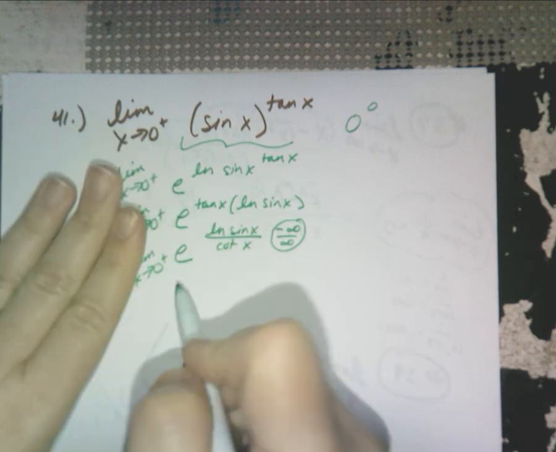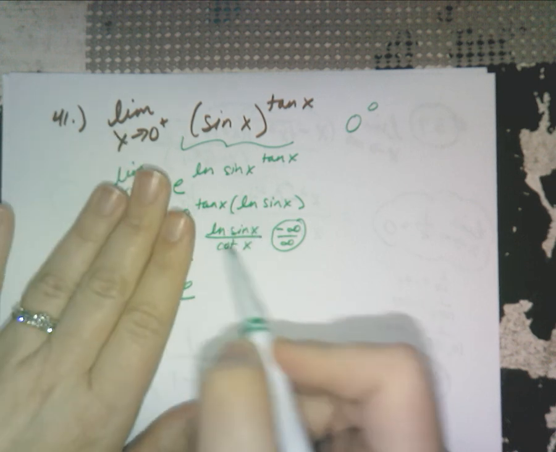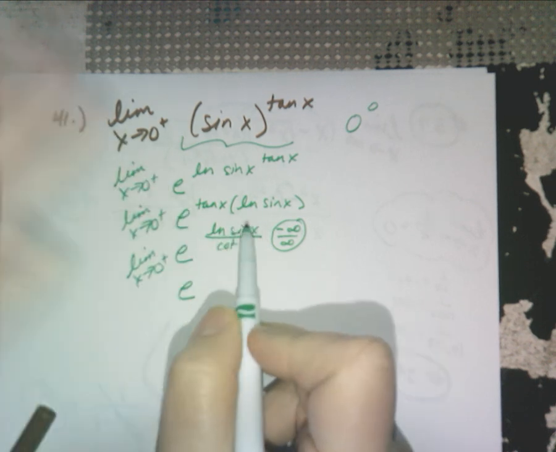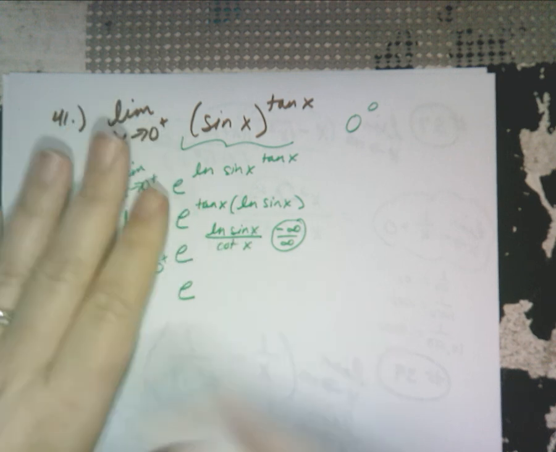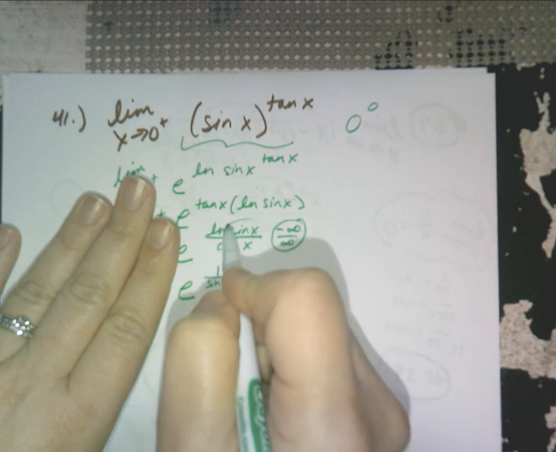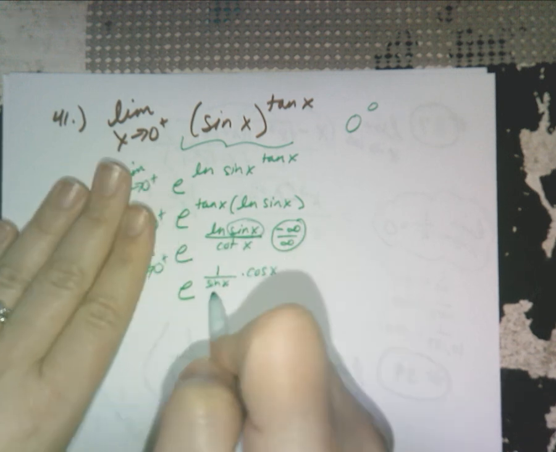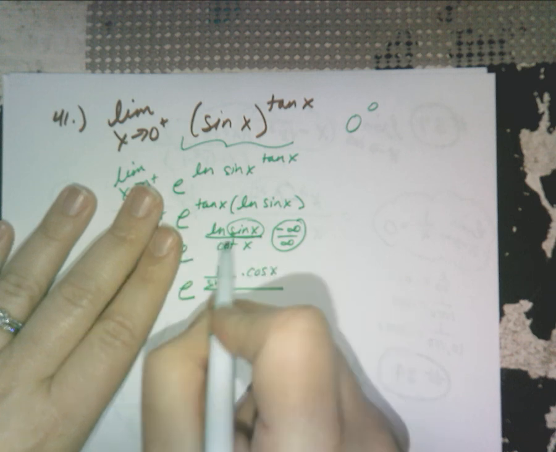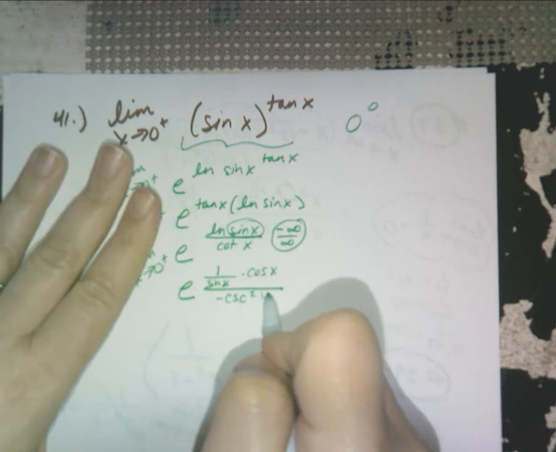And e is still there, by the way. Do you do anything with e? No, nothing. You're just going to apply L'Hopital right here. And we're running out of time, so I'm going fast. Do you remember how to take the derivative of an ln? 1 over, so 1 over sine x times the derivative of this. What's the derivative of sine x? Cosine x. Over, if you don't remember what the derivative of cotangent is, I'll tell you. It's negative cosecant squared x.